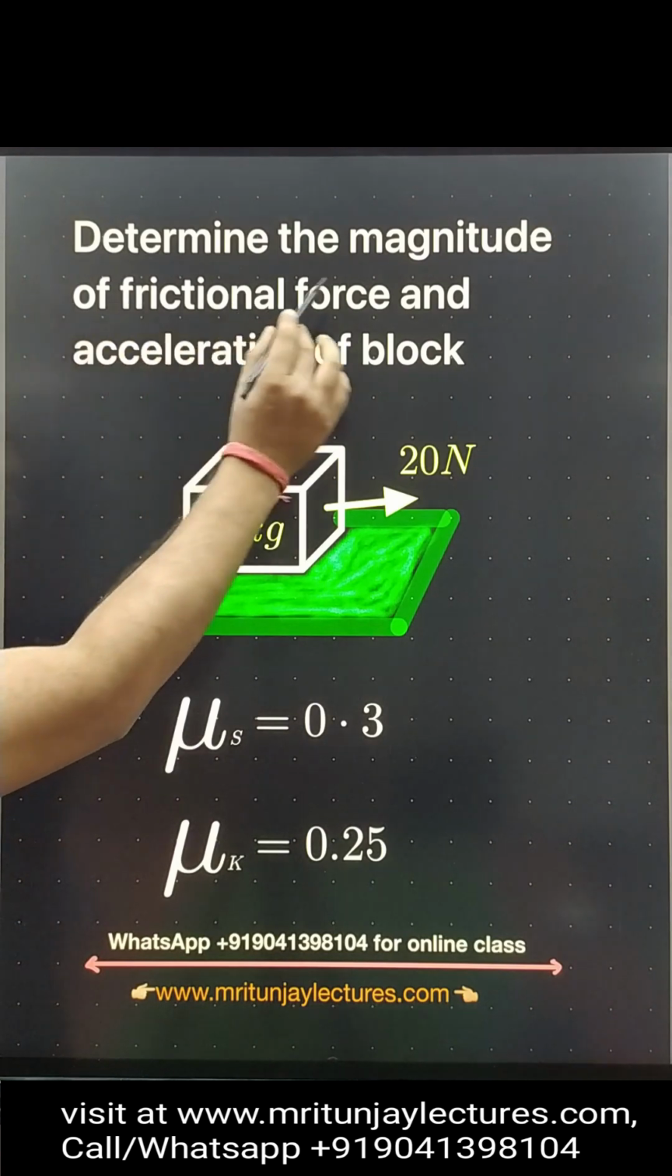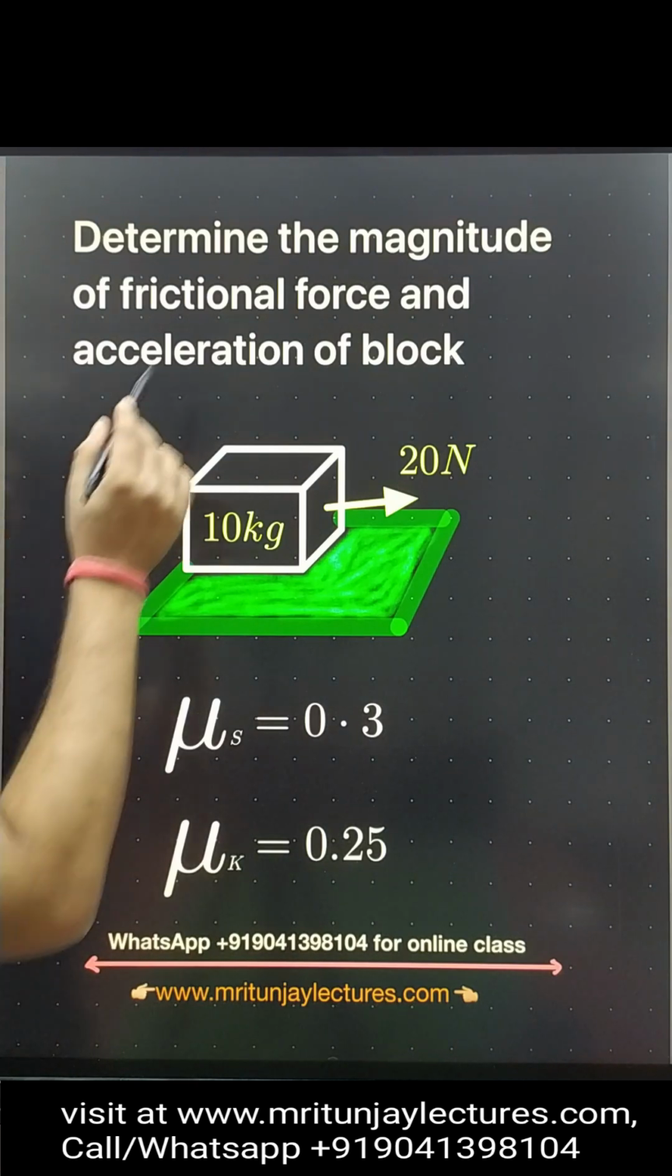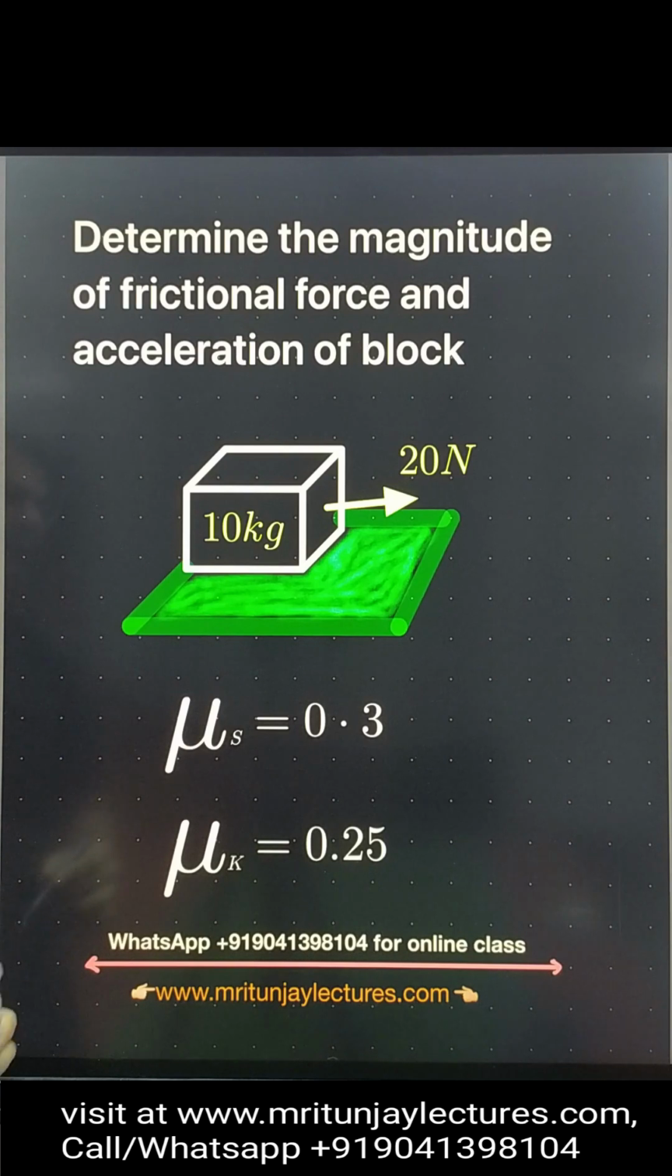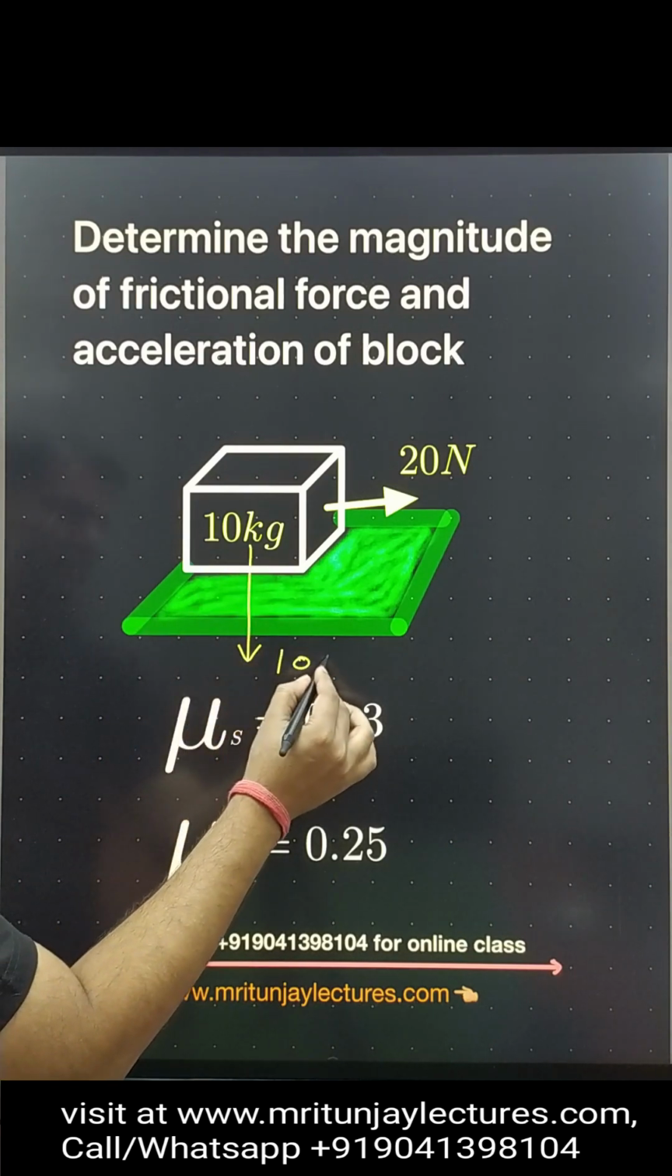Now, question number, determine the magnitude of frictional force and acceleration of the block. Our motto: determine the magnitude of frictional force. First of all, make a free body diagram of that block. mg, 10 into g, downward.